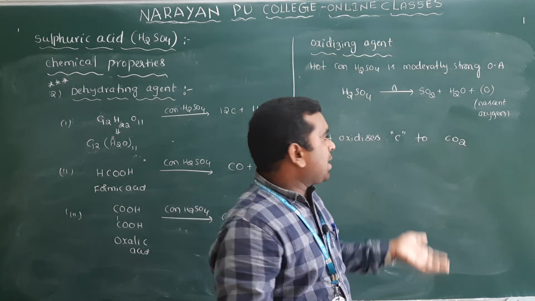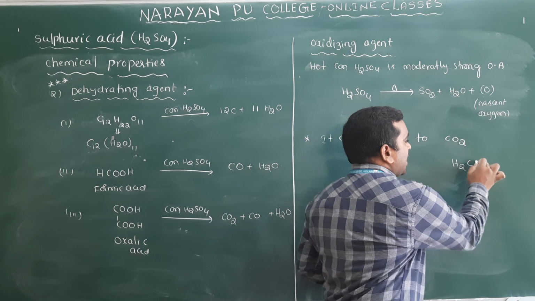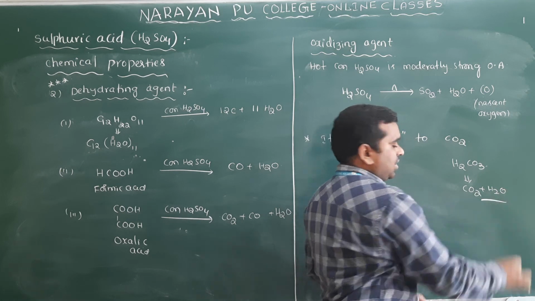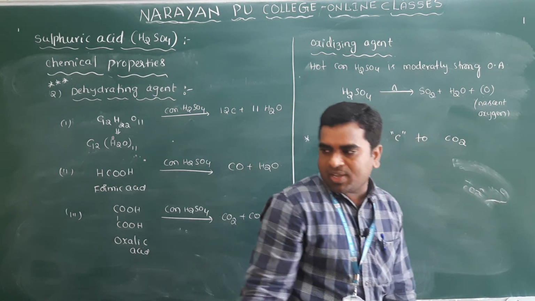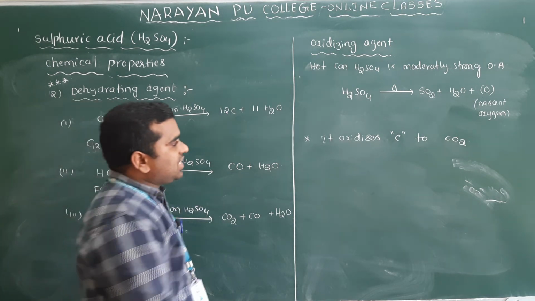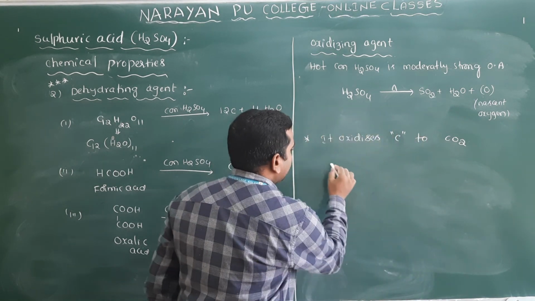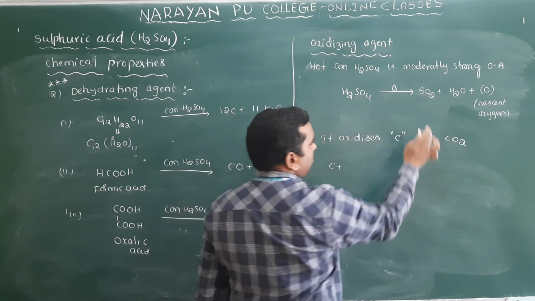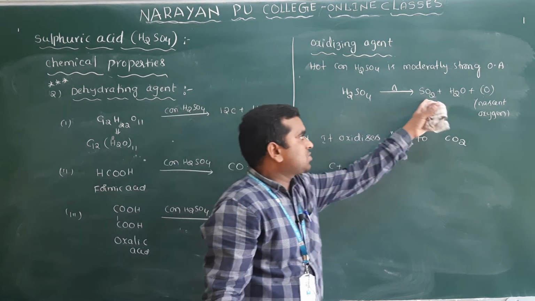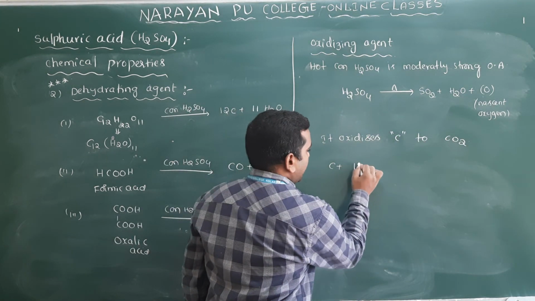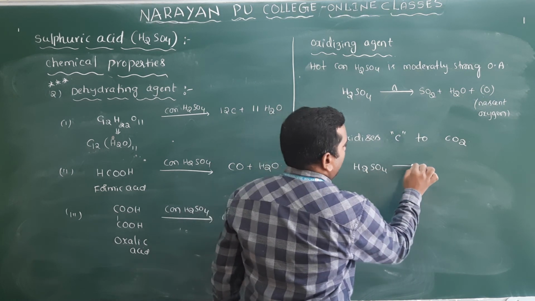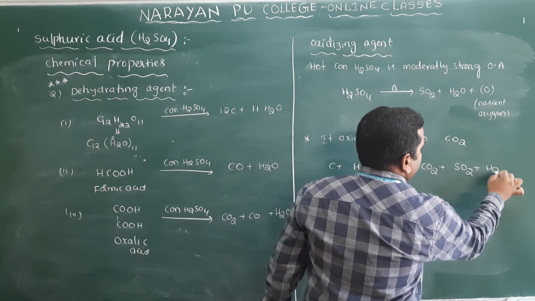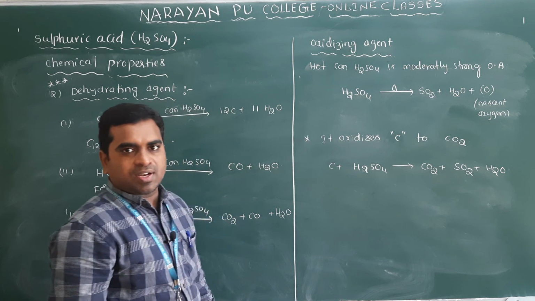Why? Carbonic acid, H2CO3, dissociates into CO2 and H2O. That's why here you are getting carbon dioxide. And write the equation for this. Clear? When H2SO4 acts as an oxidizing agent, it is reduced to sulfur dioxide. One of the products should be SO2 plus H2O. So carbon and H2SO4 give CO2 plus SO2 plus H2O. This is the product. Clear?